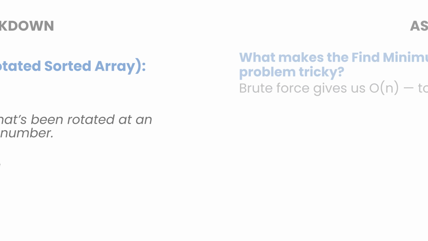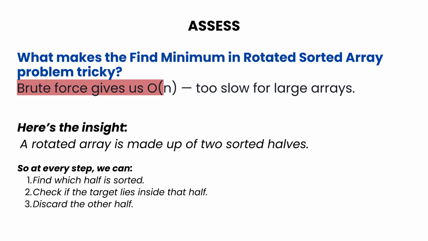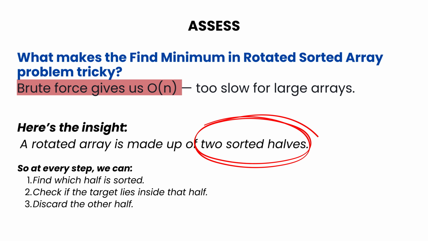Now let's assess. Scanning every value is not good enough for large arrays. Because the array is made of two sorted halves, we can adapt binary search. At each step, we determine which half is sorted, then see if the target lies within that half. This halves the search space each time. Classic O(log n) efficiency.